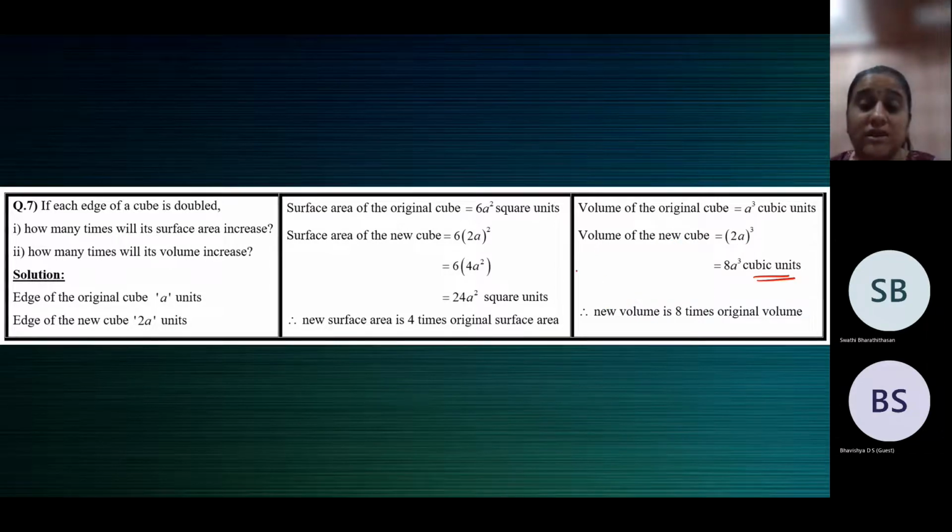So the volume of the original cube is a cubed. And now the volume of the new cube is 8a cubed. So it's now 8 times a cubed, which is 8a cubed. So the new volume is 8 times the original volume.